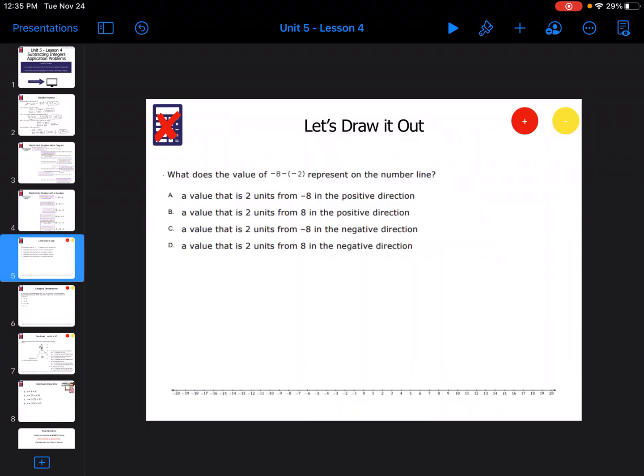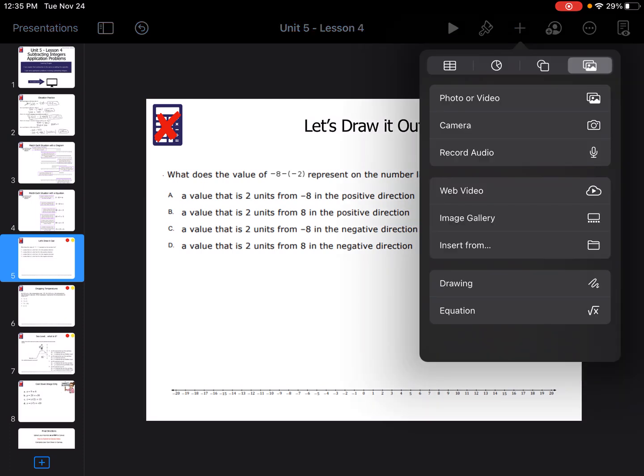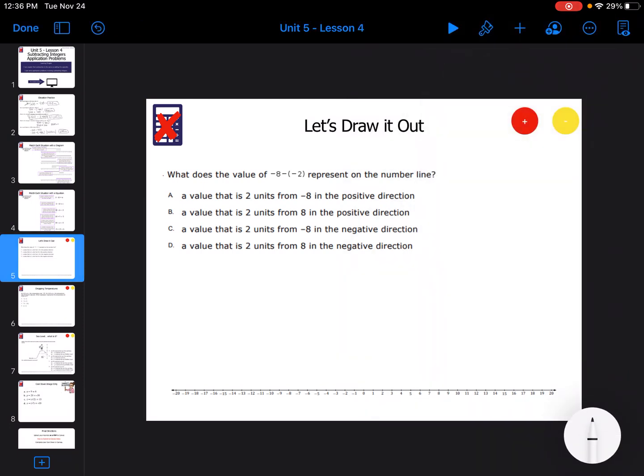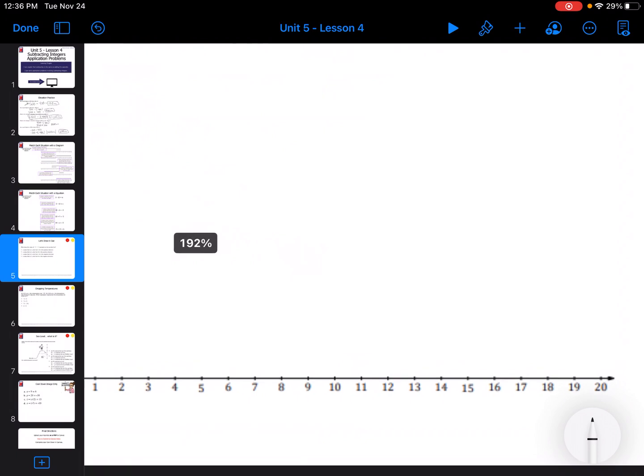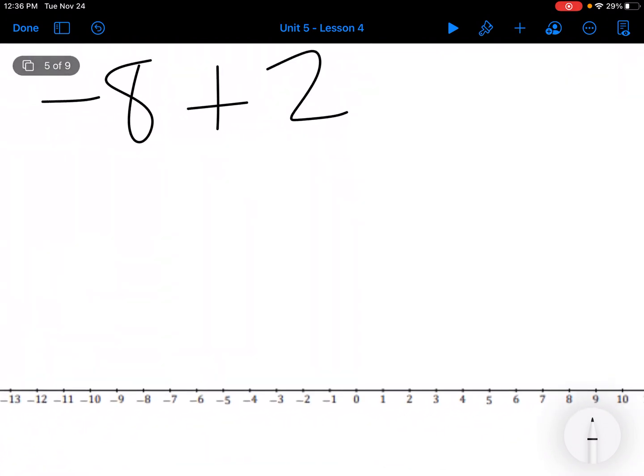All right, so we're going to draw it out. So it says, what is the value of -8 minus -12 represent on the number line? So if I have -8 plus 2, right? So that's going to be -8, and then it's going to go 2 units. And that's to the right.